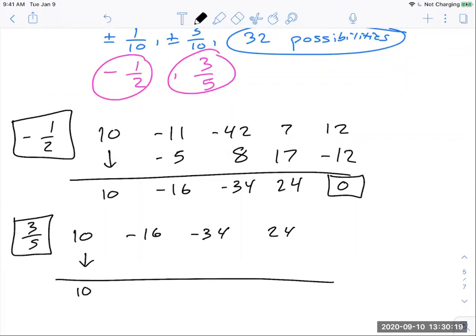I'll answer that question right now. Okay, so 10 times 3/5. I just do 10 times the top, then divided by the bottom. 10 times 3 is 30, divided by 5 is 6. -10 times 3 is a -30, divided by 5 is a -6. -40 times 3 is -120. 120 divided by 5 is a -24.